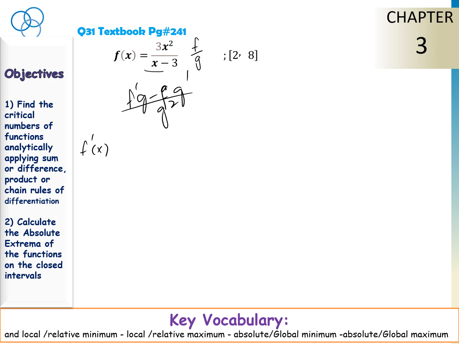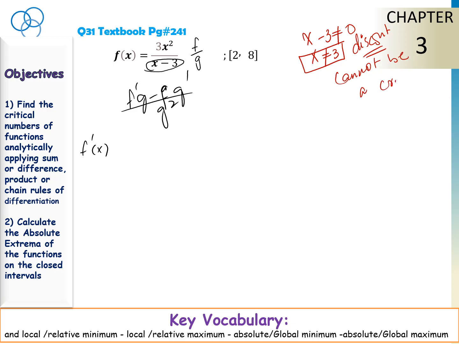Now again, remember, at the denominator you always have a discontinuity for a rational function. x minus 3 should not be equal to 0, so x should not be equal to 3. At 3 you have a discontinuity, and a discontinuity cannot be a critical number. At this point you will not have any absolute extrema, or at this point you will have no relative extrema.